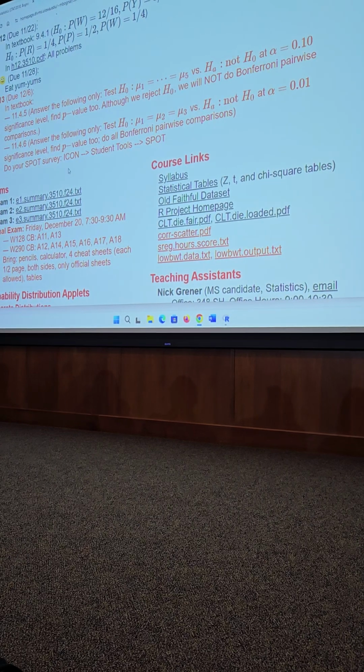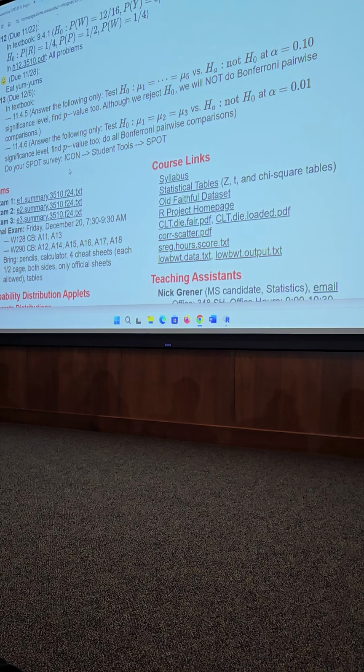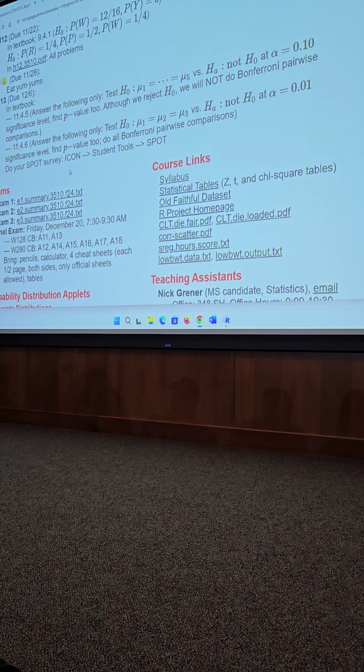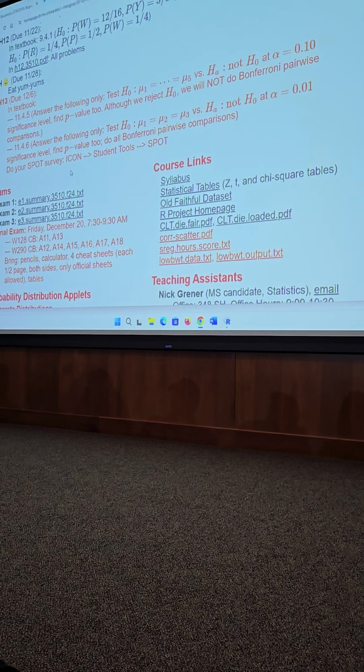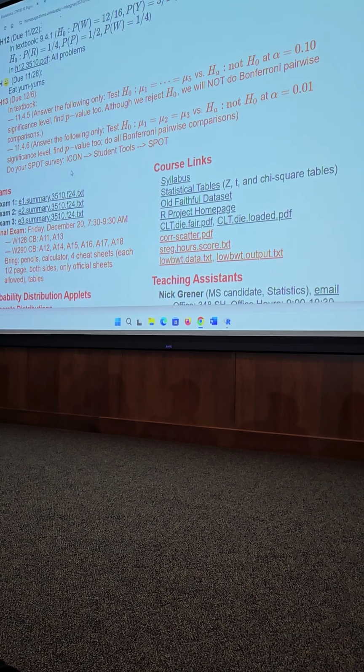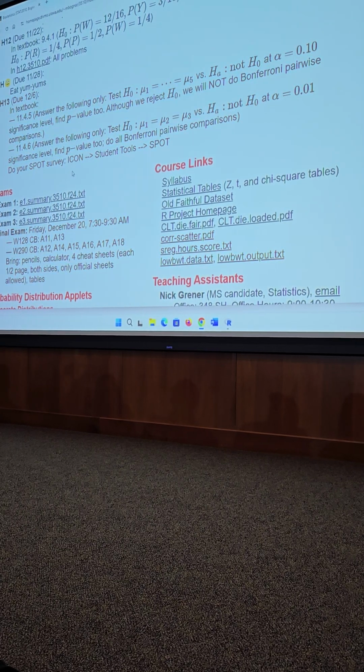Okay, so for Friday are a couple of ANOVA problems. Notice on the first one, I peeked in the solution manual and it wasn't terribly clear. On 11.4.5, when you actually do that, you reject the null hypothesis on that first problem when you go through and you do it.